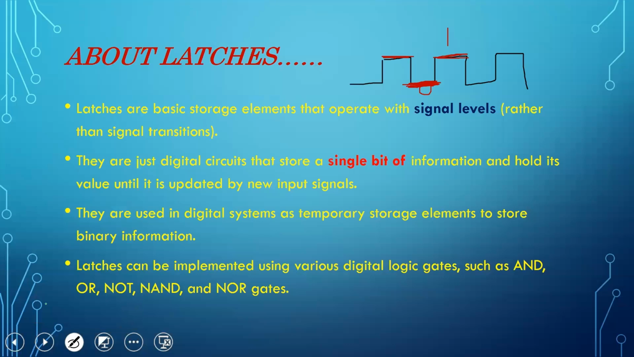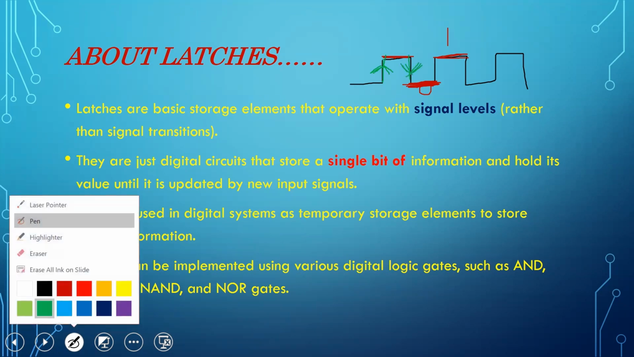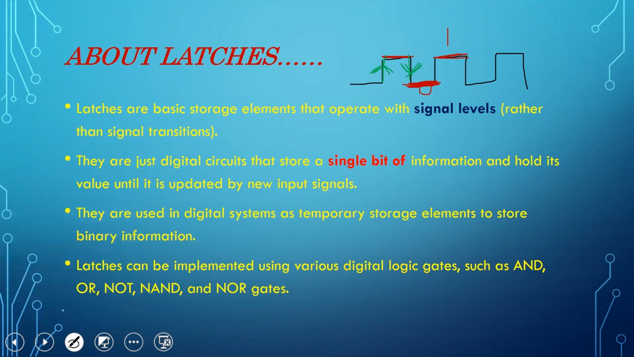And signal transitions are these things. The signal going from low to high or high to low is known as a signal transition. So flip-flops depend on signal transitions, whereas latches depend on signal levels. That's why we call latches level triggered, whereas flip-flops are edge triggered. Also, latches store a single bit of information and hold its value until it is updated by new input signals.